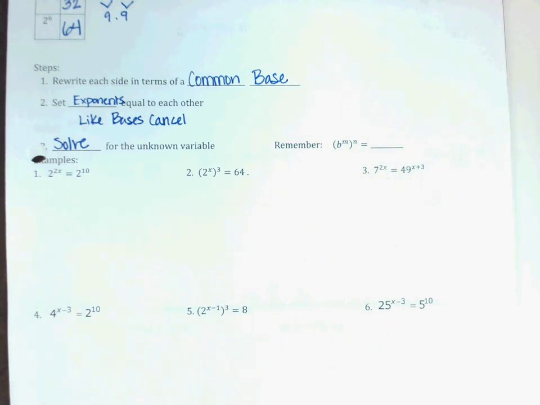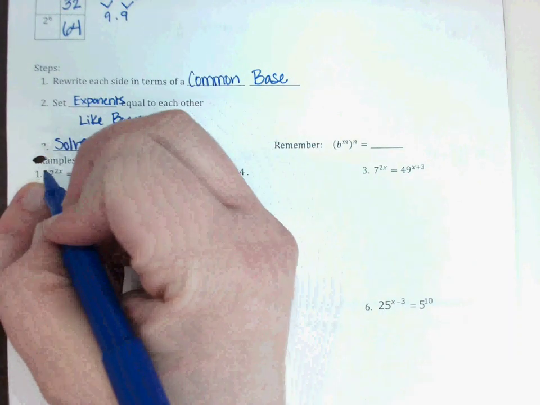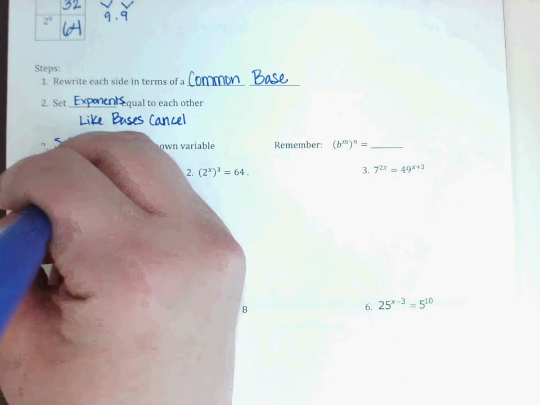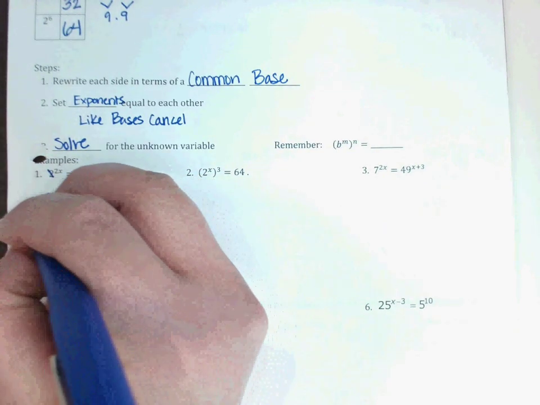So look at number 1. First question, do I need to get a common base or do I already have a common base? They're both 2s, so cancel the 2s out and then bring down the exponents. So I'd have 2x from this side equal to 10 on that side. And then from there, what do I do to solve? Divide by 2, x is what?